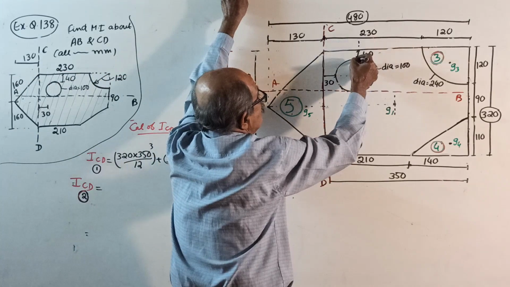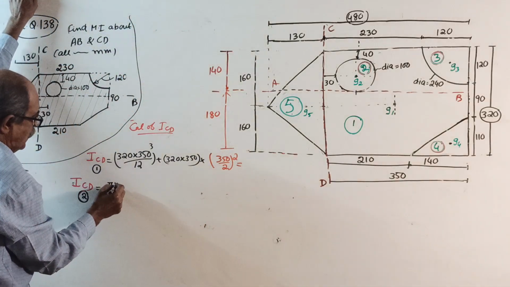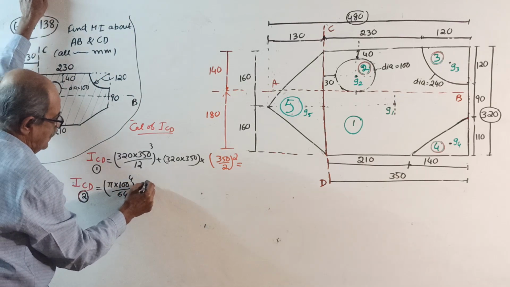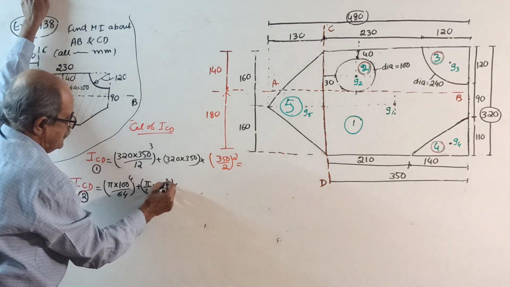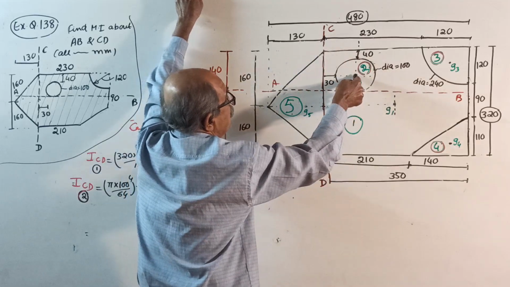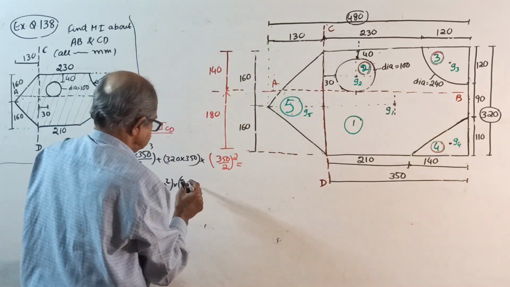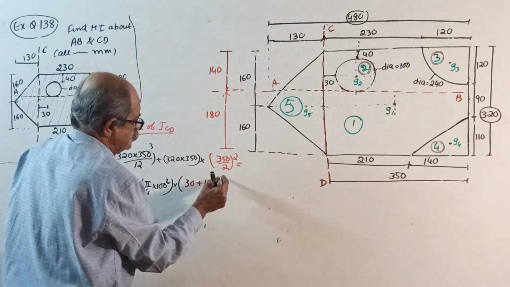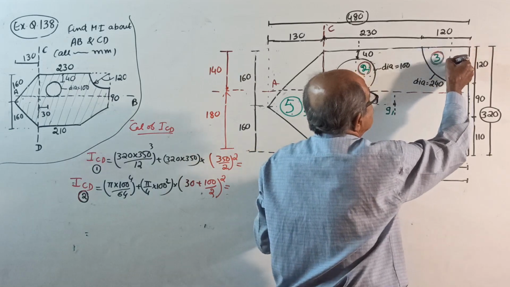First, I about its own centroidal axis here, parallel. Circle: pi d power 4 by 64. Pi into 100 power 4 by 64 is Ig, plus area, pi by 4 of 100 square is the area, into the distance from centroid G2 to CD axis, perpendicular, squared, which is 30 plus half of 100, 30 plus 100 by 2 whole square. Calculate this answer.